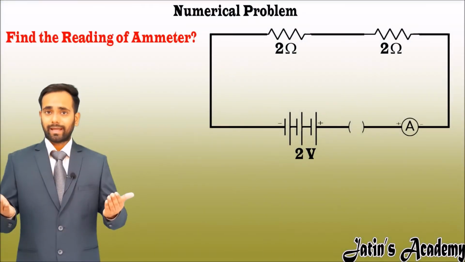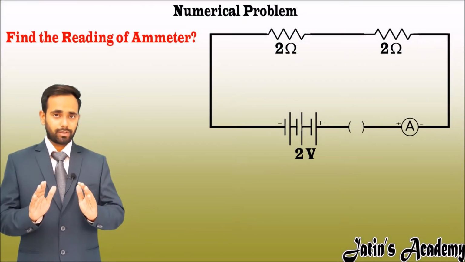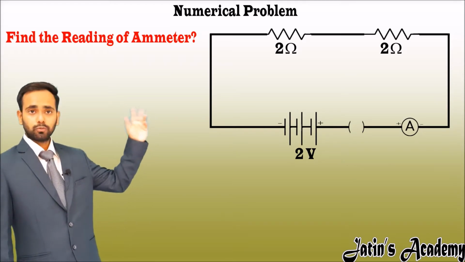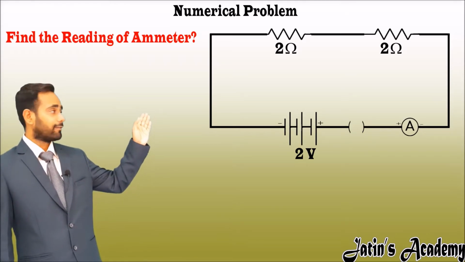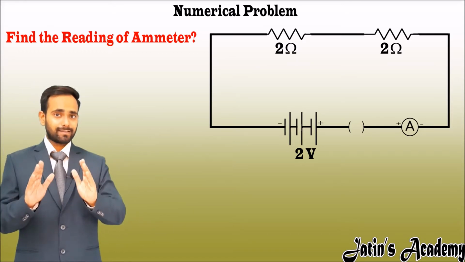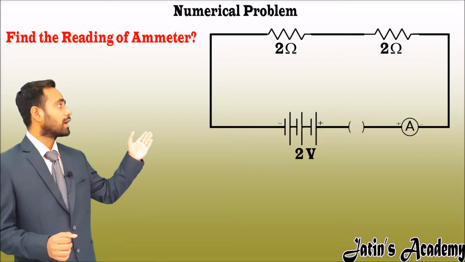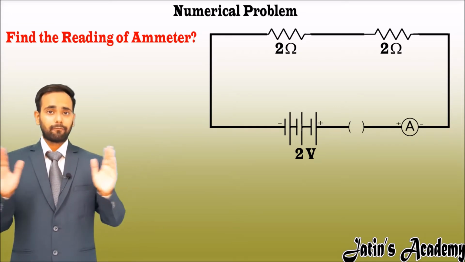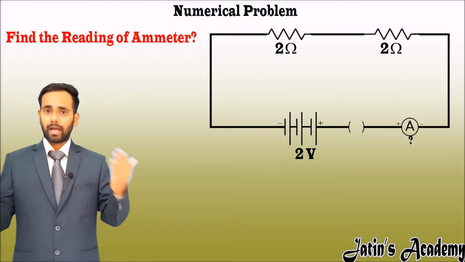Let's do the first numerical based on the series combination. We have a numerical in which there are two resistances, each having a value of 2 ohm and 2 ohm. A 2 volt battery is attached and there is an ammeter attached. In the question we have to find the reading of the ammeter.